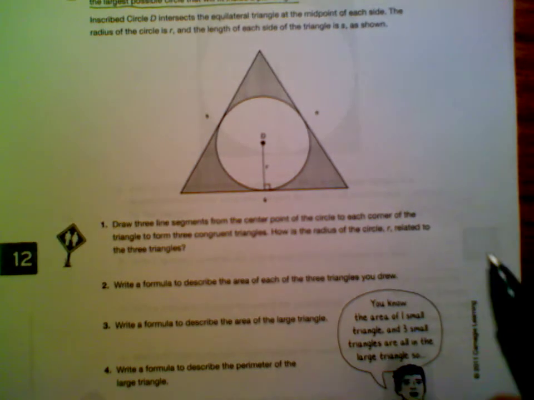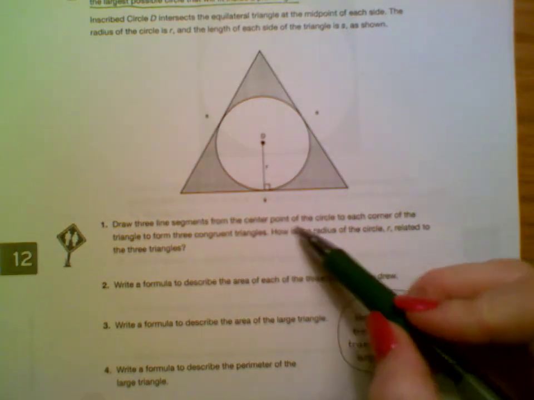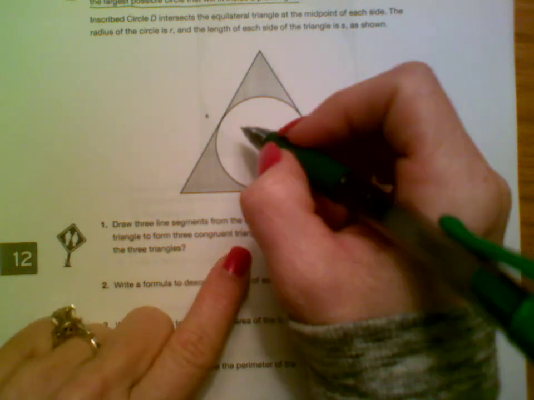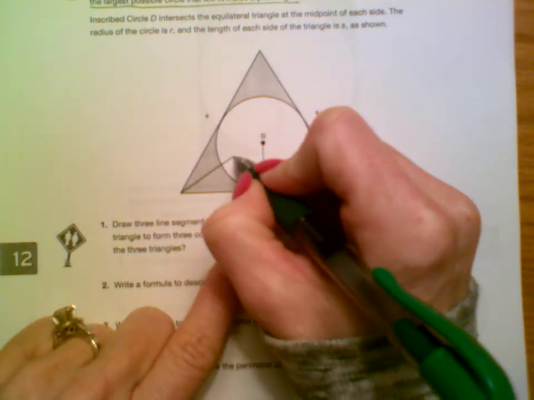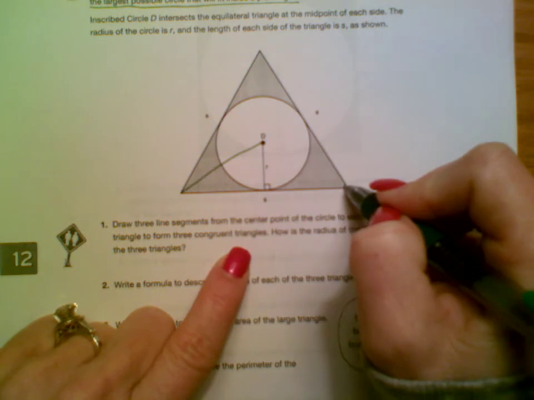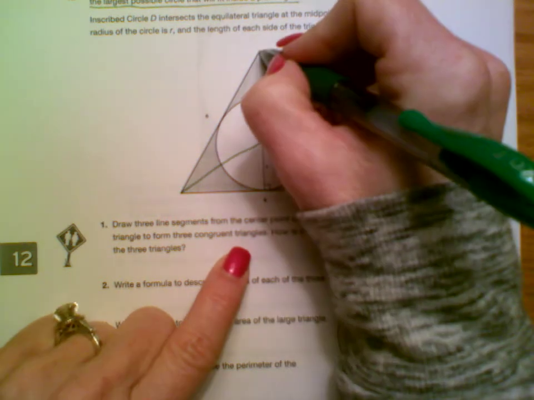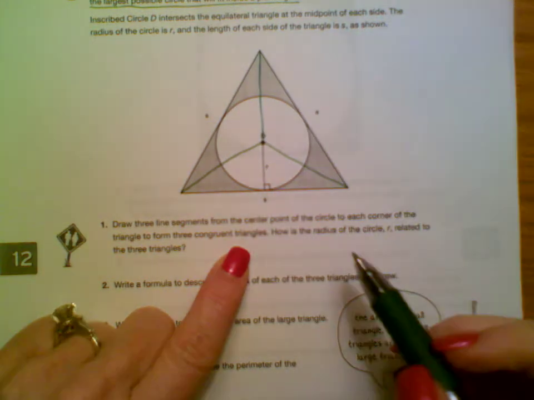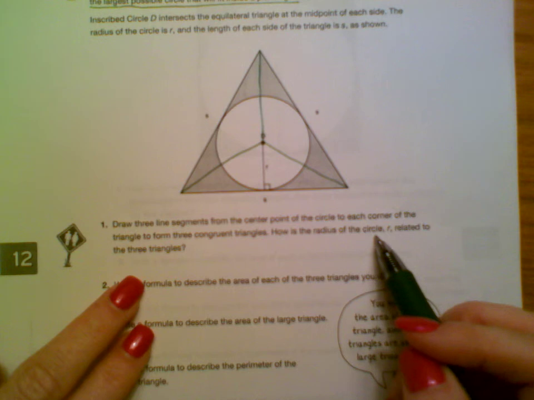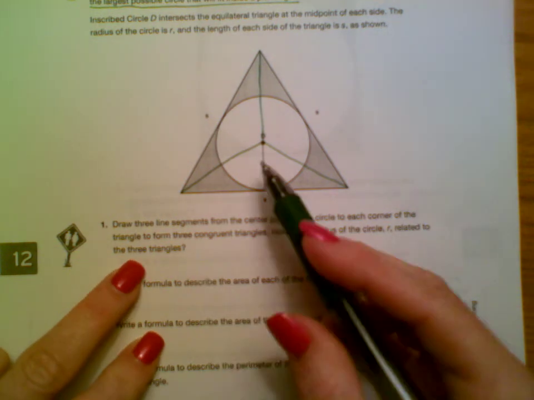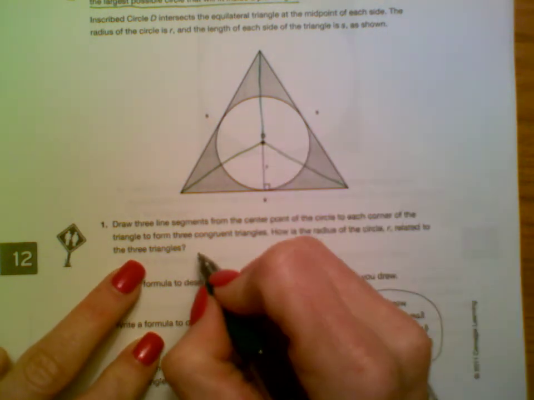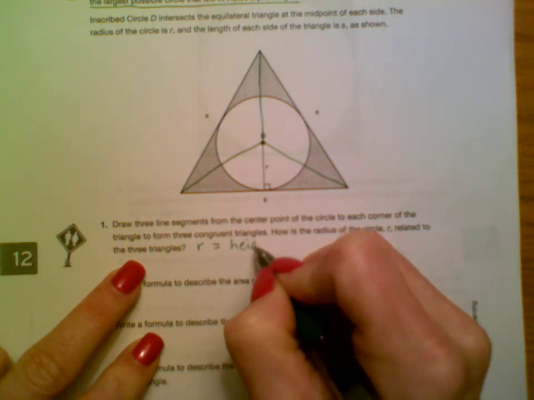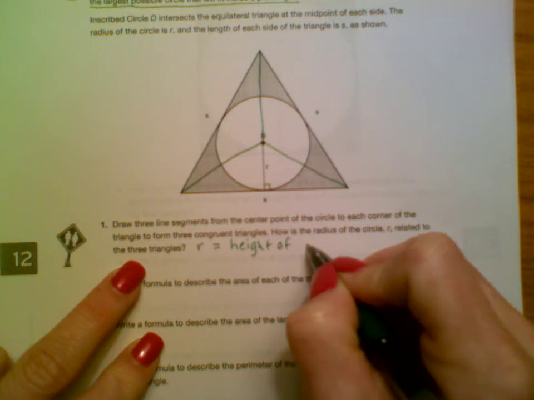So they want us to draw 3 line segments from the center point of the circle to each corner of the triangle to form 3 congruent triangles. So I'm going from here to here, here to here, here to here. So I formed 1, 2, 3 triangles. How is the radius of the circle R related to the triangles? The radius, you're going to notice, is the height of the triangle.